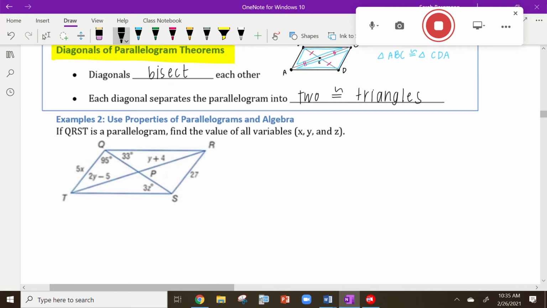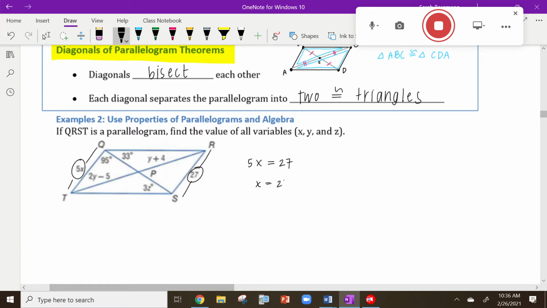Let's look at example 2. How can we use this in a problem? It says, if QRST is a parallelogram, find the value of all the variables x, y, and z. So let's look for x first. I see 5x here. It is on the side QT. I know that opposite sides in a parallelogram have to be congruent, so I know that QT has to be equal to RS. So I get 5x equals 27.